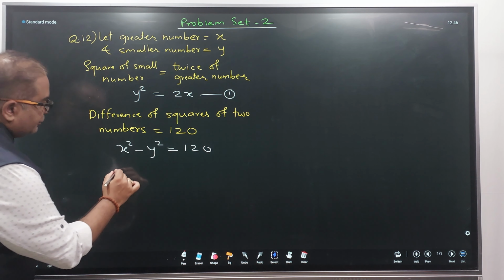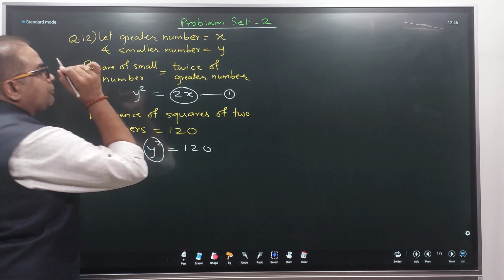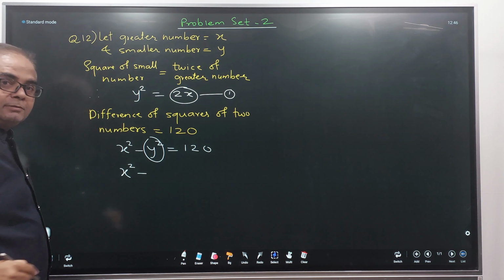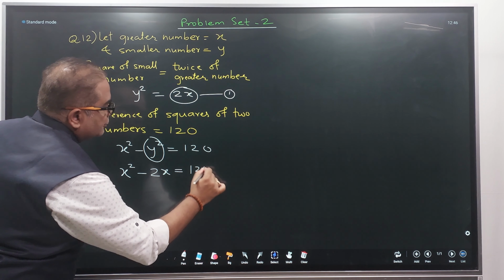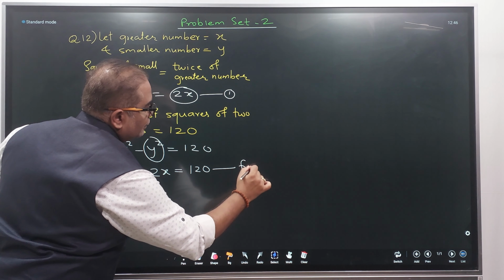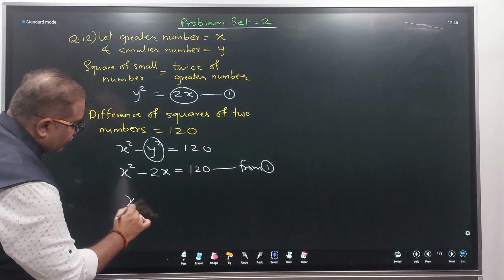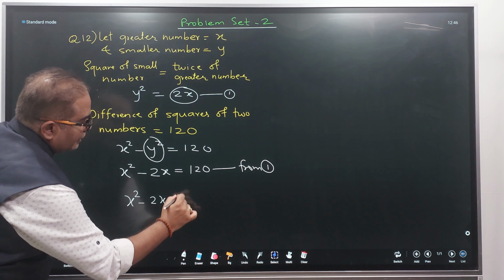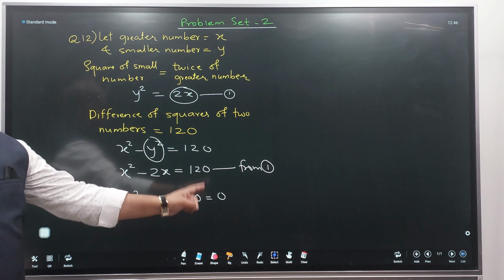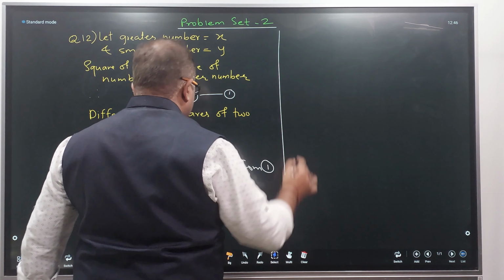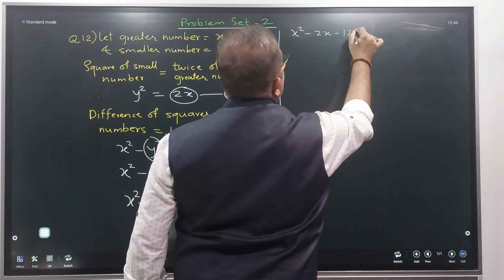So now x square minus y square. Y square is what? y square is 2x from statement 1. Correct? So instead of y square, I will replace it with 2x, equal to 120. I'll say from 1. So x square minus 2x minus 120 is equal to 0. This is your equation. I'll write this equation over here again. X square minus 2x minus 120 is equal to 0.